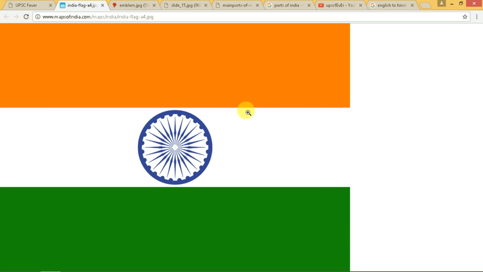The second national symbol is the national anthem, written by Rabindranath Tagore and sung for the first time in the Kolkata session of the Congress in 1911. The first stanza of the song in its Hindi version was adopted as the national anthem on 24th January 1950.